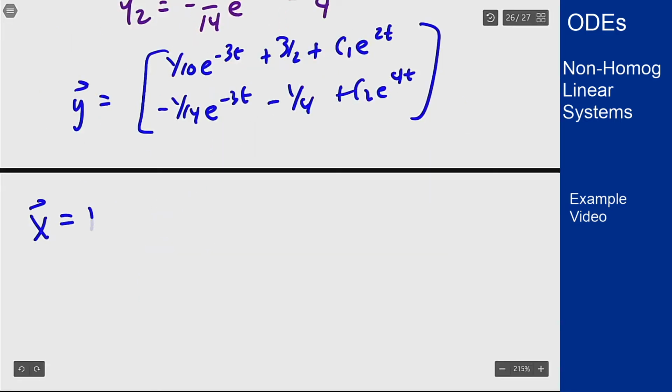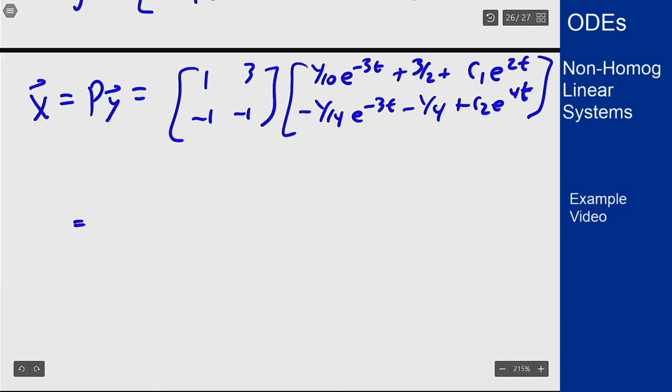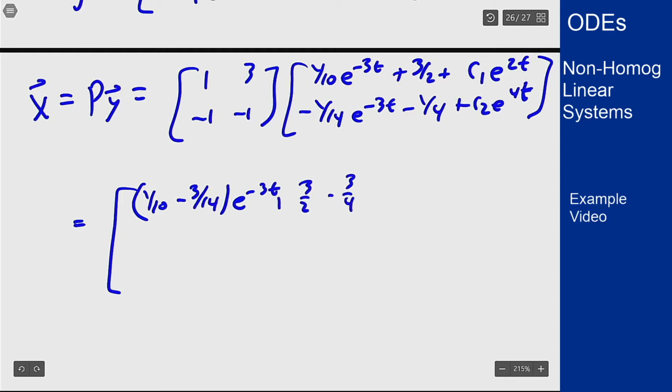So x is P times y, which is the matrix [[1, 3], [-1, -1]] times this vector, which we can work out. So in the first spot, we will get 1 of the first element plus 3 of the second. So I will get a 1/10 minus 3 over 14 e to the minus 3t. I will get 3/2 minus 3/4. And then we get a c1 e to the 2t and a 3c2 e to the 4t.